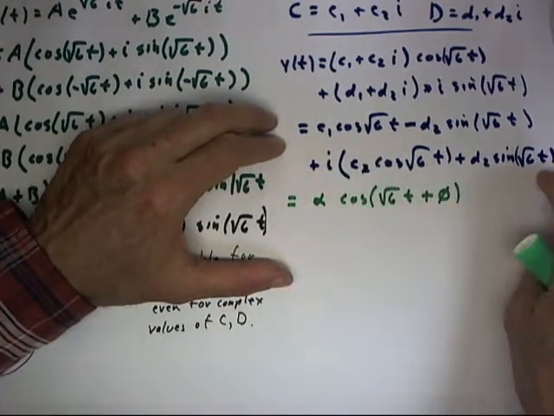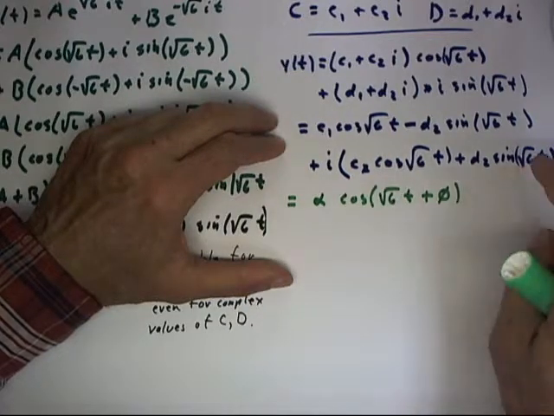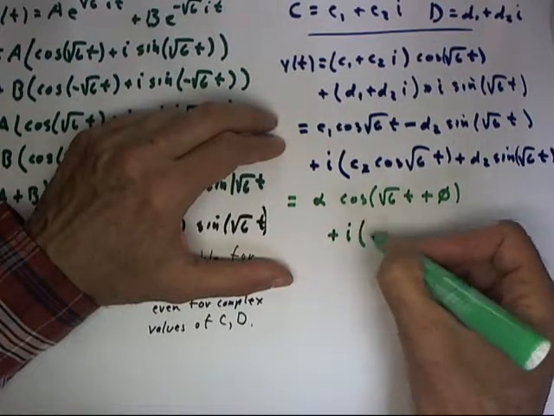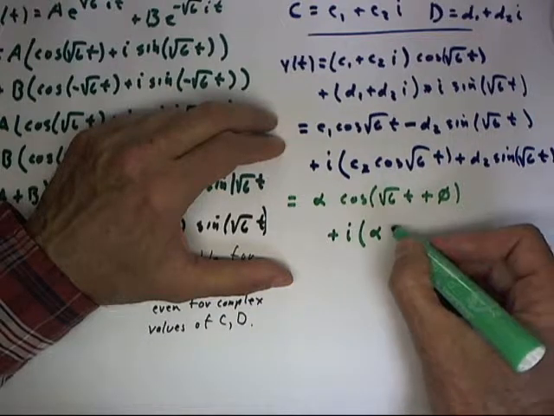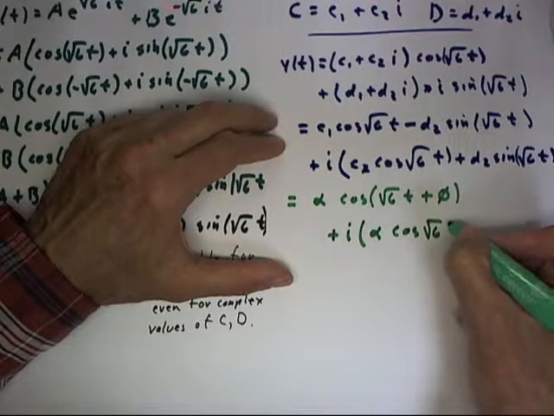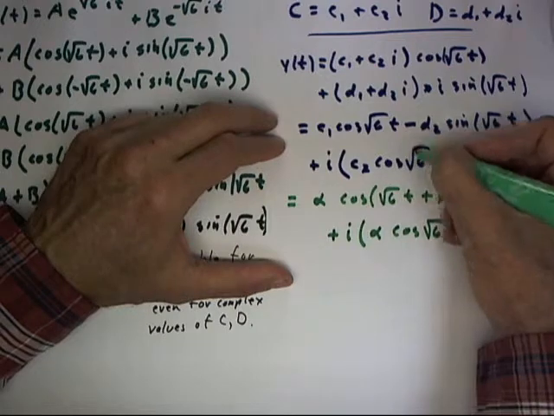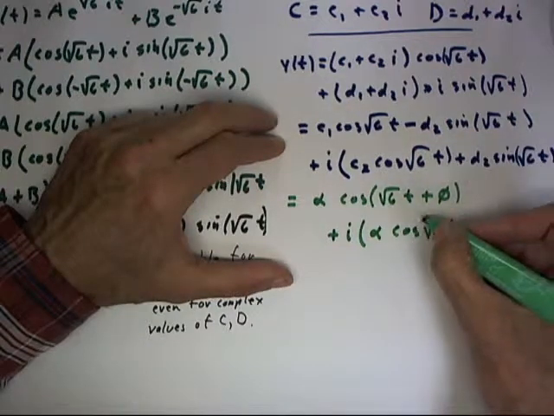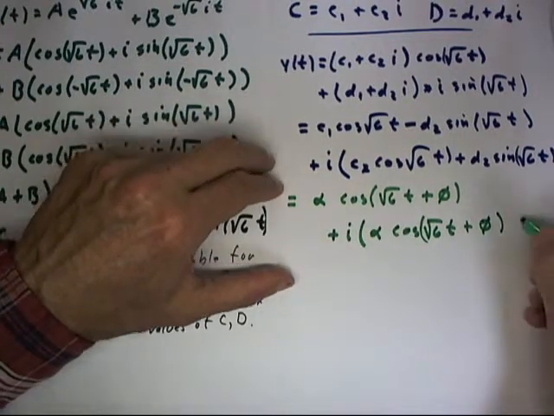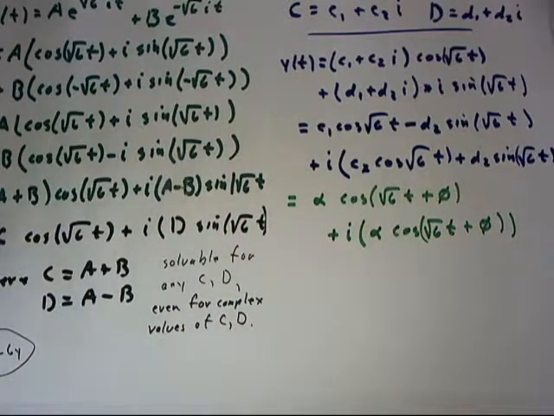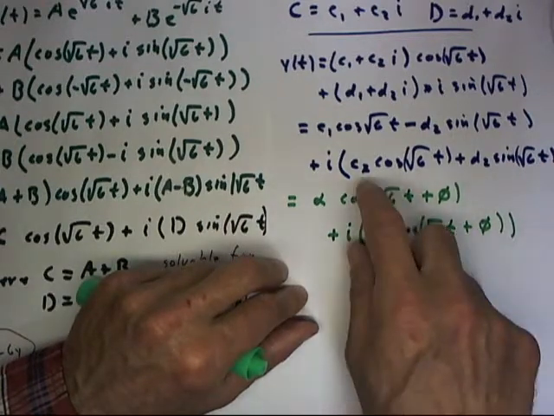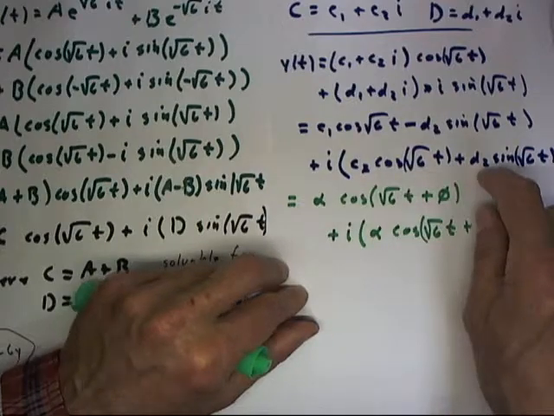Now we can do a similar thing with the imaginary part. We have another linear combination of the sine and the cosine, and that could be written as i times alpha cosine of the square root of 6t, and I'm missing a left parenthesis here, plus phi, where this alpha and phi can take any values depending on the values we have for c2 and d1.